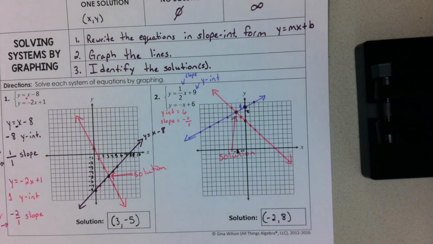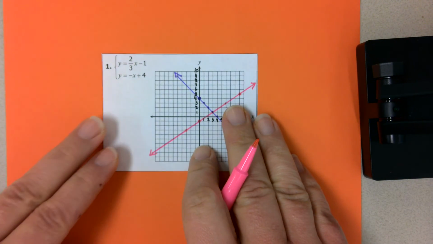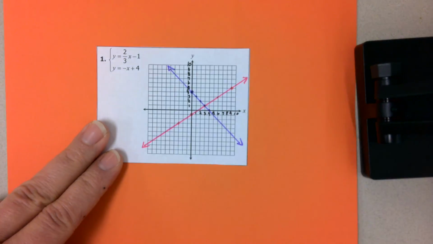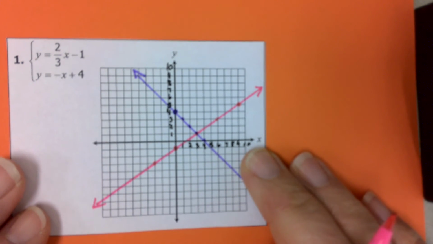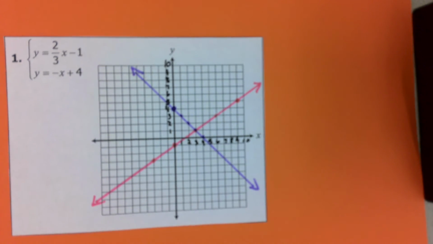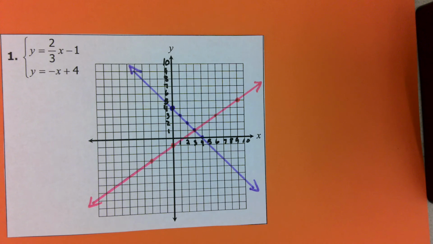All right, I have one here that I've already put onto a graph for you. I'm going to go close into this for you. I want you to give me the solution to this graph right here. What is the solution to this system of equations?